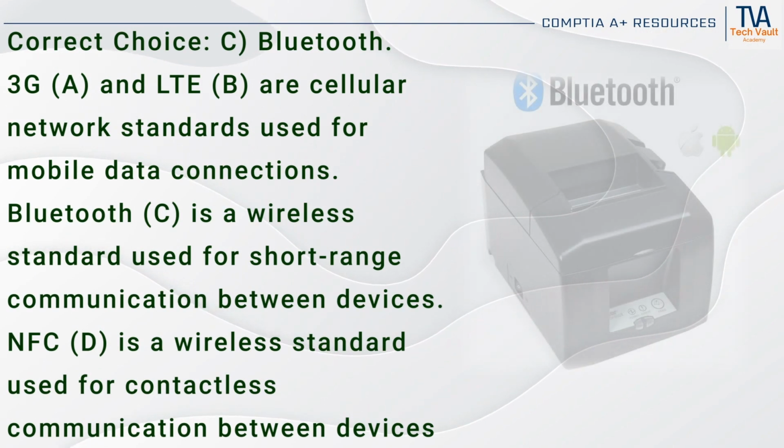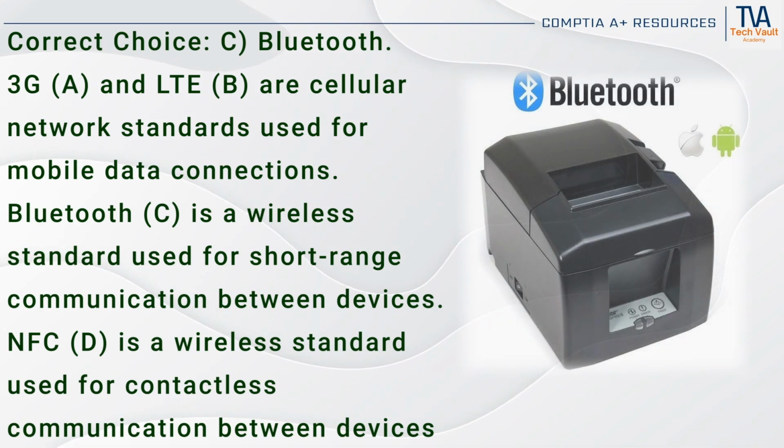Correct choice, C. Bluetooth. 3G, A, and LTE, B, are cellular network standards used for mobile data connections. Bluetooth, C, is a wireless standard used for short-range communication between devices. NFC, D, is a wireless standard used for contactless communication between devices.